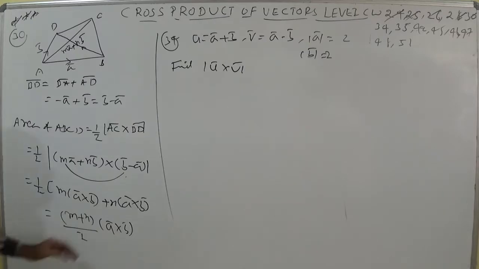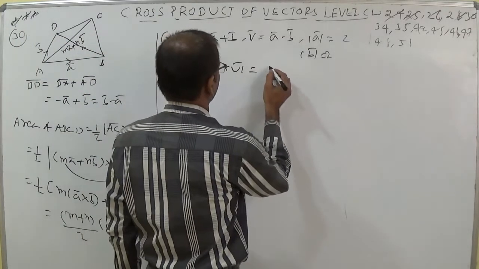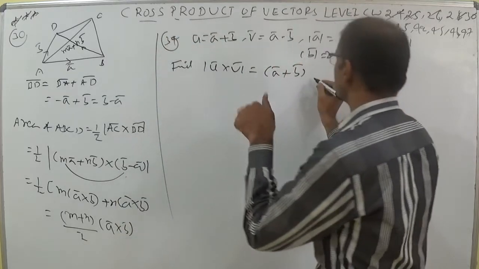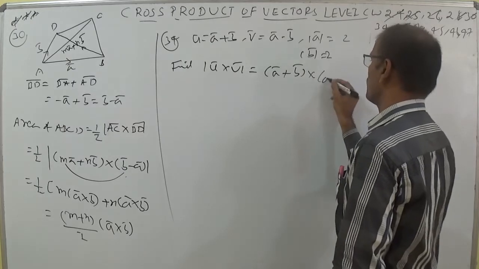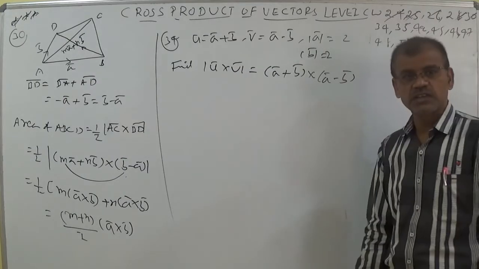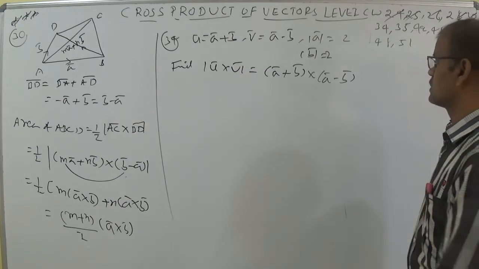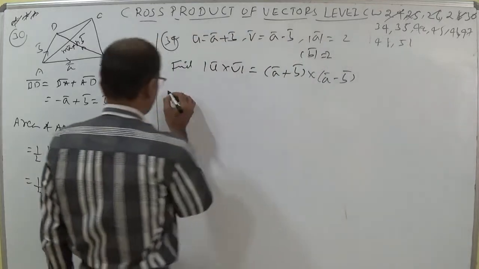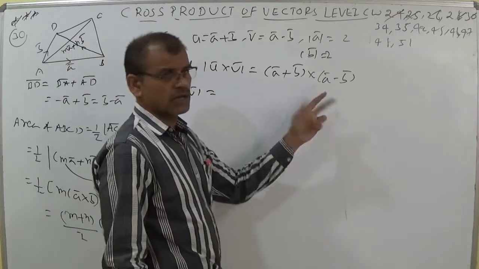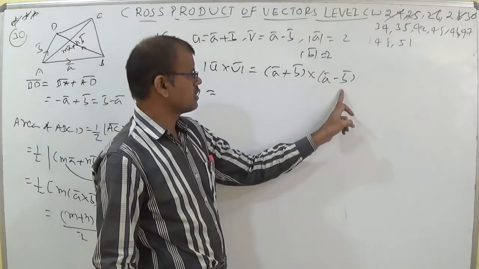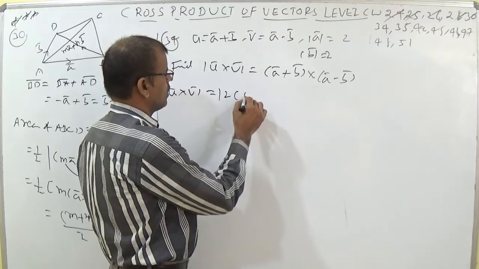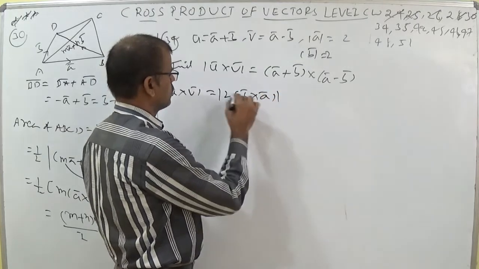According to the A bar, B bar concept, you should calculate U cross V. So U cross V can be understood as A bar plus B bar cross A bar minus B bar. Dear students, you should not get confused. A plus B into A minus B is not A square minus B square. It is not a scalar product, this is a vector product. So like vectors only you should do. So U bar cross V bar is equal to A cross A becomes 0, no need to write, and A cross minus of A cross B and B cross A. Then simply you put modulus and you can write here 2 B cross A modulus.